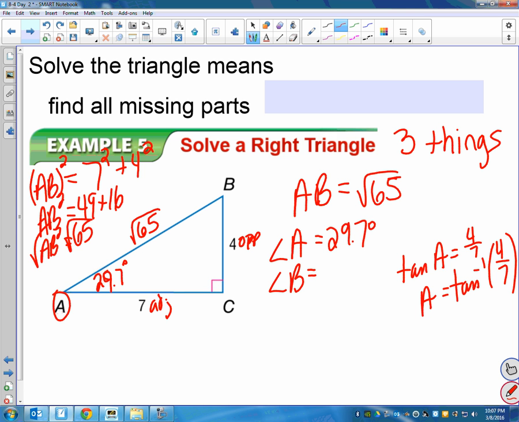I know you know. Because in a triangle, you can know the angles, right? What do the angles in a triangle add up to? 180 degrees. So for that third one, you can just subtract to get that other angle, which means I think you should get 60.3 degrees.